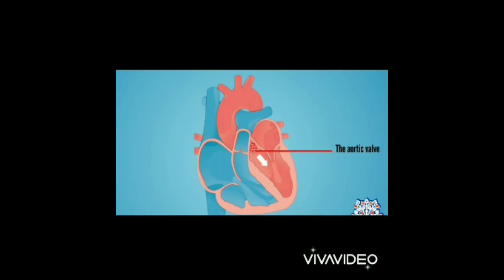The contraction of the ventricles allows the oxygen-starved blood from the right ventricle to be pumped to the pulmonary artery, and oxygenated blood in the left ventricle is pumped to the aorta. The pulmonary valve, when closed, prevents blood from flowing back to the right ventricle. The aortic valve, when closed, prevents blood from flowing back to the left ventricle.